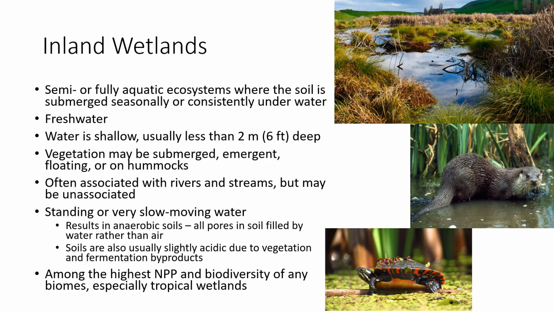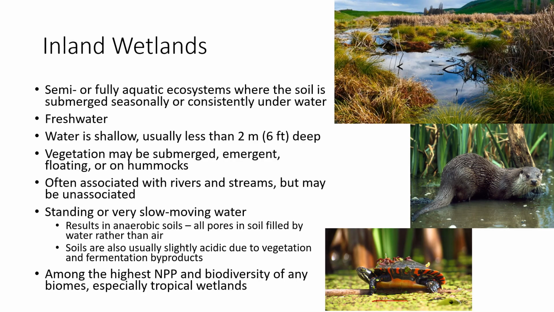Now, a wetland is a fully or semi-aquatic ecosystem where the soil is either submerged seasonally or consistently underwater. The depth can vary, but it's usually less than 2 meters deep. The ones that we're talking about here are freshwater, although we did talk about coastal wetlands earlier. The vegetation can be submerged, it can be totally emergent, like what we're seeing in the top right, or it could be floating, like what we see in the bottom.